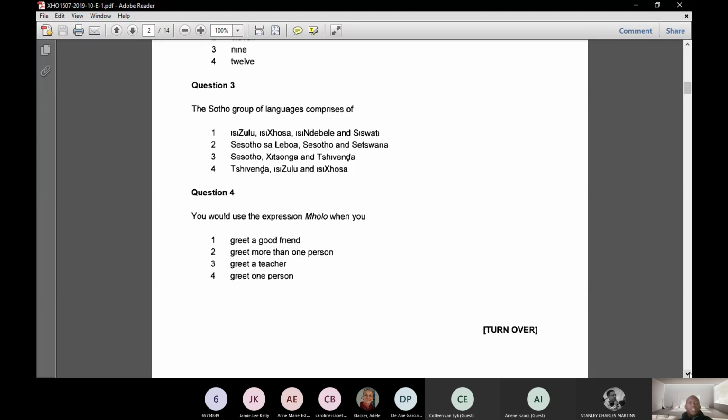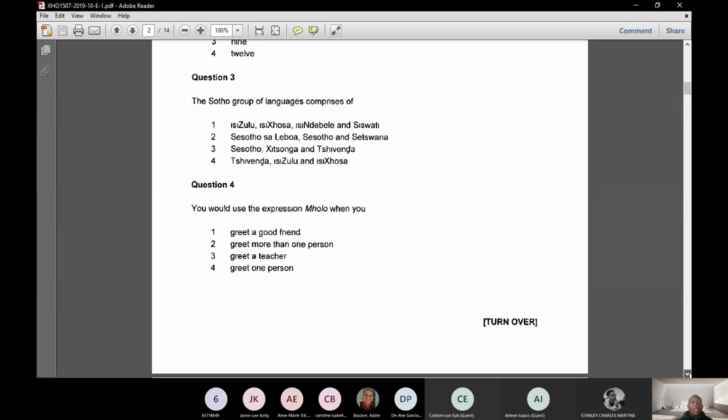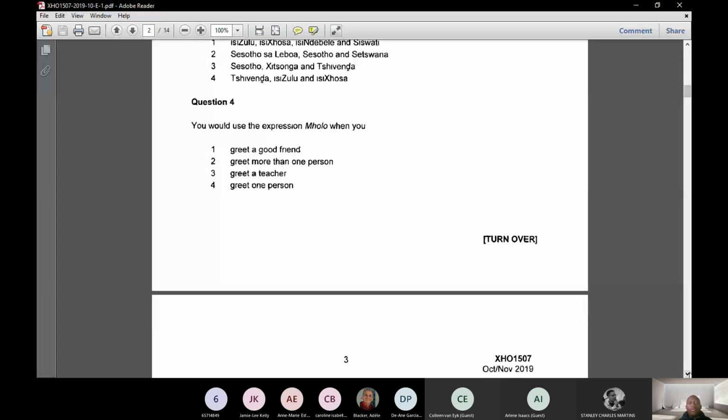Number 2, Sesotho sa Leboa or Sepedi, Sesotho and Setswana. Number 3, Sesotho, Xitsonga, and Tshivenda. Number 4, Tshivenda, isiZulu, and isiXhosa. Number 2 is correct. Number 4, you would use the expression molo when you greet a good friend, when you greet more than one person, when you greet a teacher, when you greet one person.